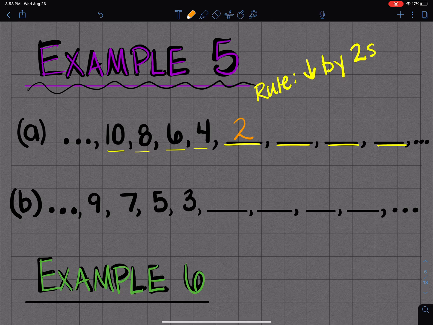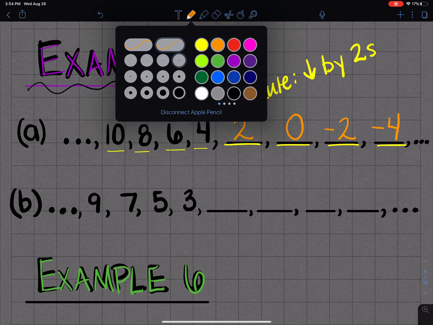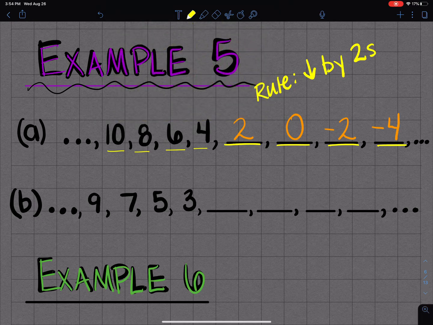Then 2 minus 2 is 0. And then what's going to happen? Well, then we have to go to negative 2 and negative 4. Ooh, this is getting pretty tricky, isn't it, Danny? You are really going to have to use your noggin on this lesson or this investigation. This is why they call it an investigation, because I think it's a little trickier.